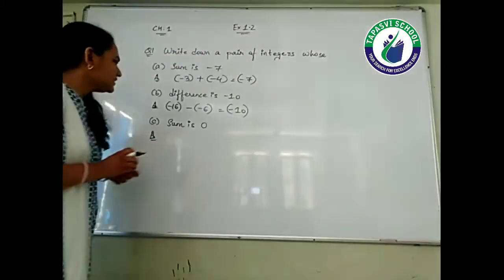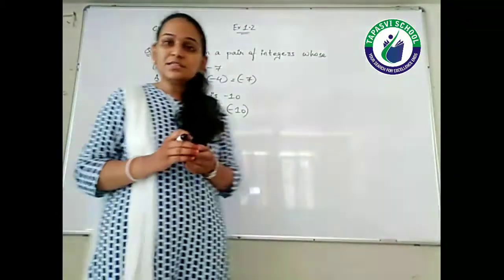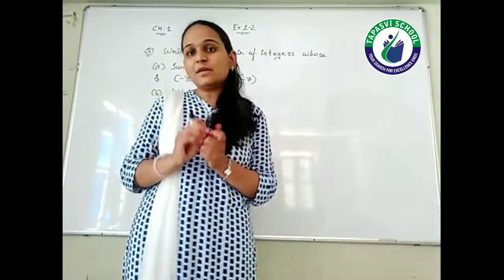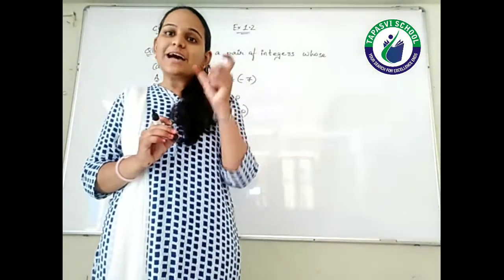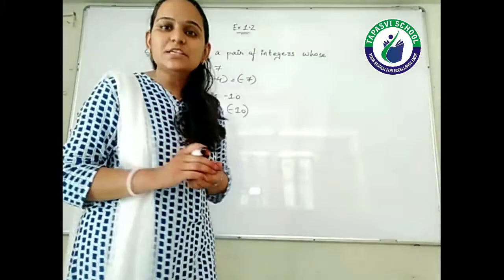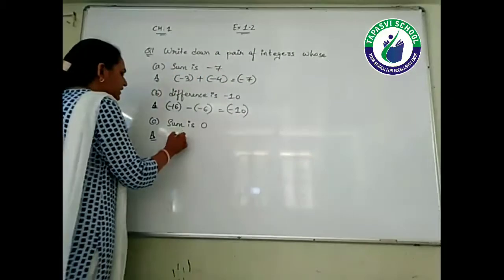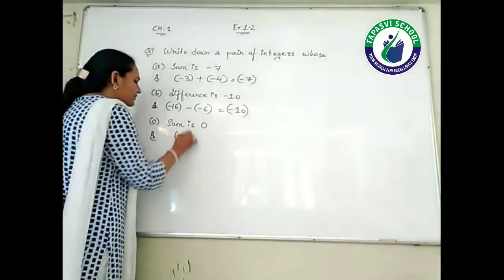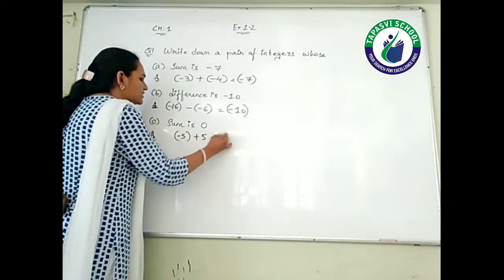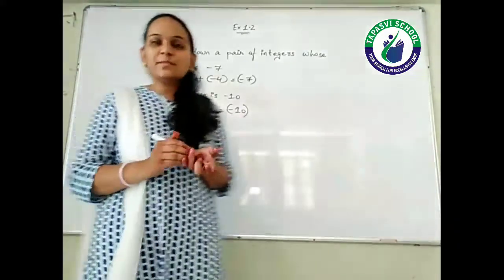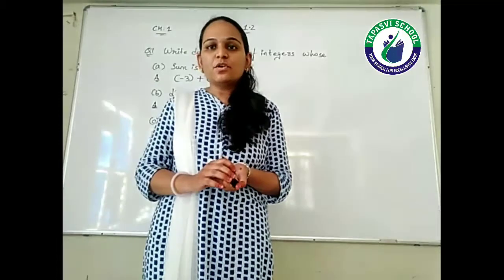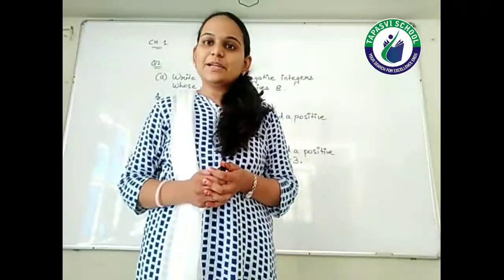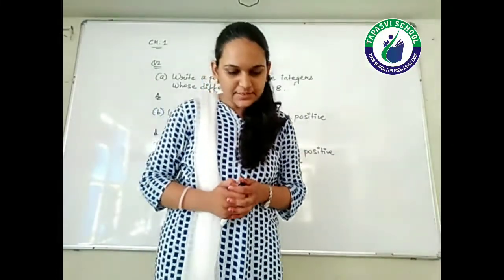Okay, last question is: sum is 0. That means you should select the numbers in such a manner that the answer comes as 0. So I can write -5 plus 5 is equal to 0. Okay, students, now let's see question number 2.